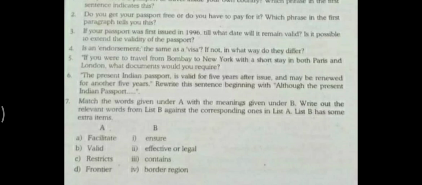Next is: match the following words under column A with the meanings in column B. Write relevant words from list B against the corresponding ones in list A. Facilitate. In B, we have to find the meaning. Valid means effective or legal. Restricts. Frontier means border region. Facilitate means to make easy. Like this we have to see the uses of the terms.